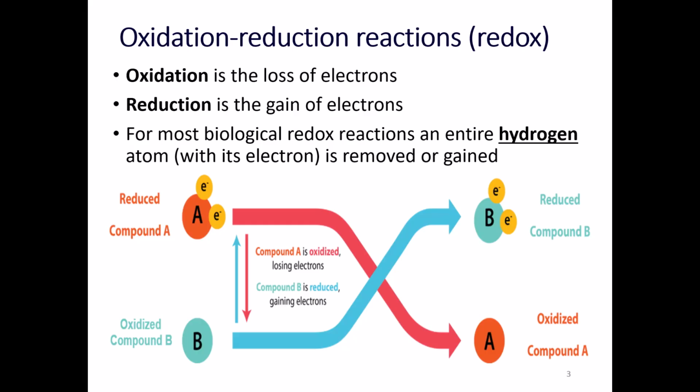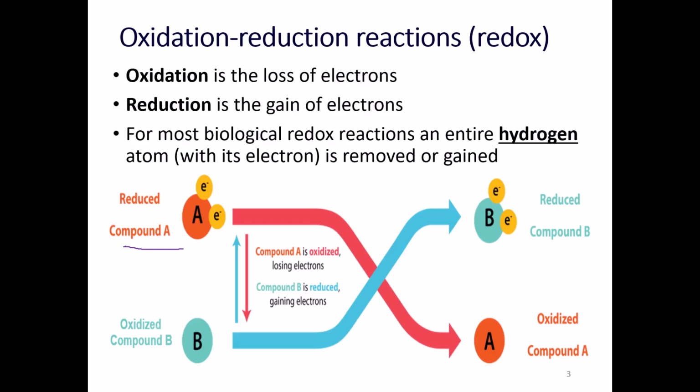So cellular respiration and photosynthesis both involve oxidation reduction reactions, or redox reactions. Oxidation is the loss of electrons and reduction is the gain of electrons. And for most biological redox reactions, we can track an entire hydrogen atom with its electron, which will be either removed or gained. In this image below, we've got reduced compound A.